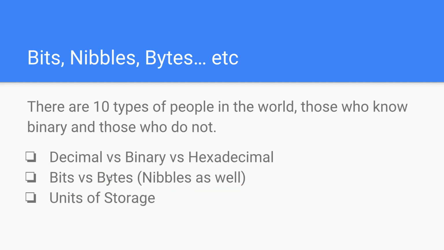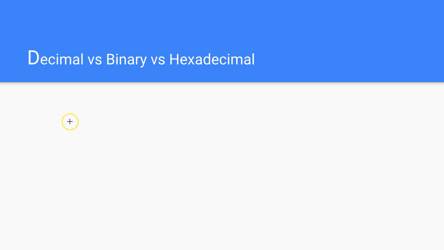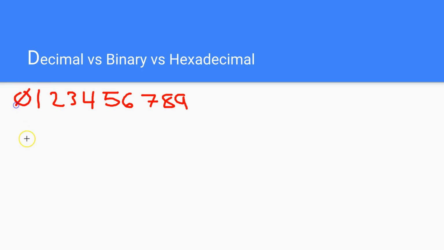Let me get back to my slides. There we go. So we're going to do decimal versus binary versus hexadecimal. In the world of decimal, which we grew up with, and by the way, most of us have 10 fingers and 10 toes, we're taught to count by tens, and that's normal to us. The only reason it is normal is because that's what it's been from day one. We have our 1, 2, 3, 4, 5, 6, 7, 8, 9, and 0. Those are the 10 digits that we are told about.